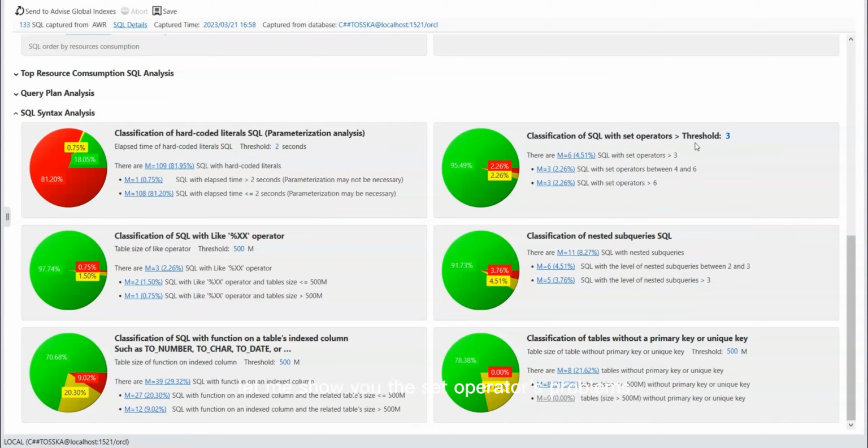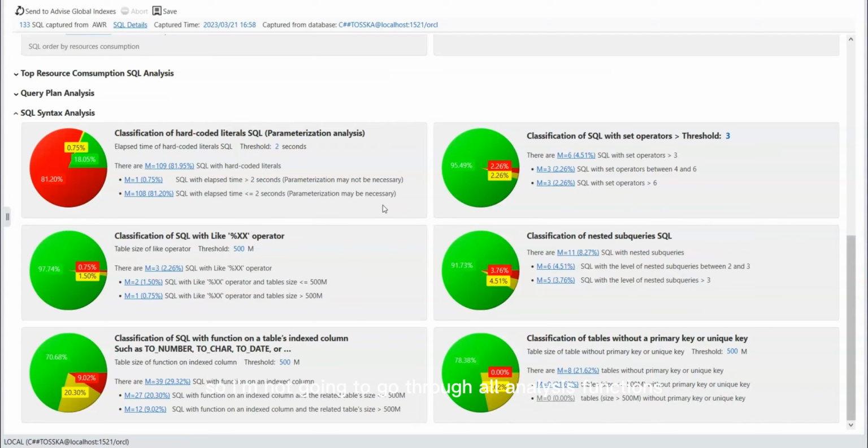Let me show you the set operator problems. What is a set operator? It's union, minus, intersect. This kind of SQL statement with set functions means that your SQL statement is quite complicated, or it's multiple SQL statements that are combined together by the set functions. So you have to take a look at whether it is necessary to write such complex SQL statements like these. So there are 3 SQL statements with more than 6 set operators, which means that they are long SQL statements. You should take a look at that, okay?